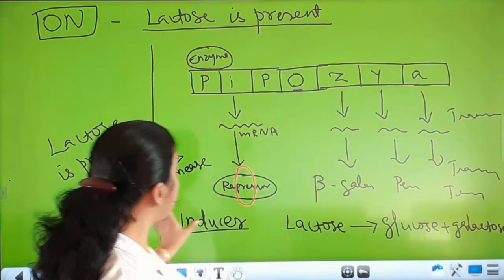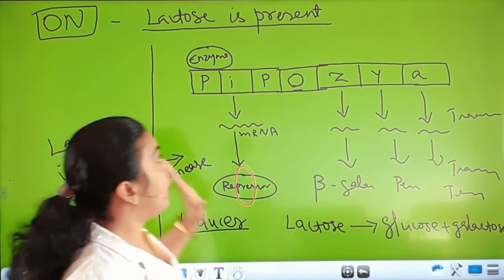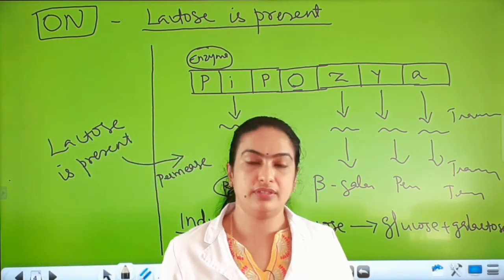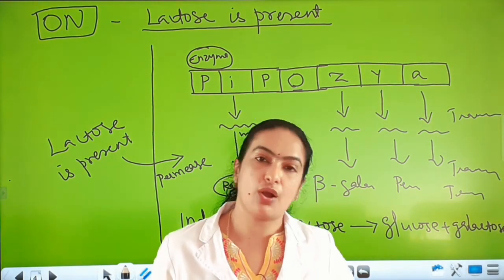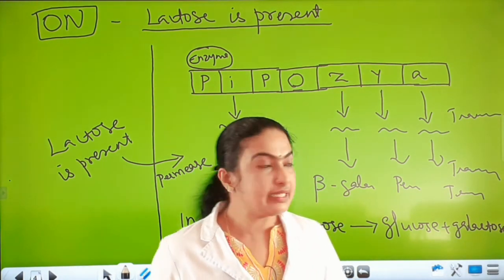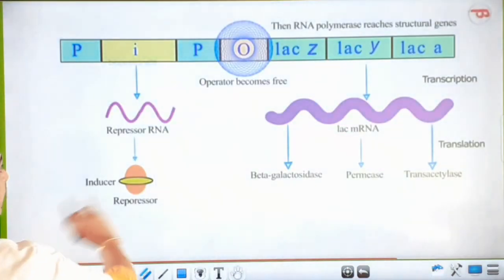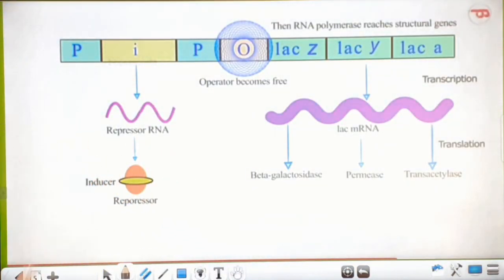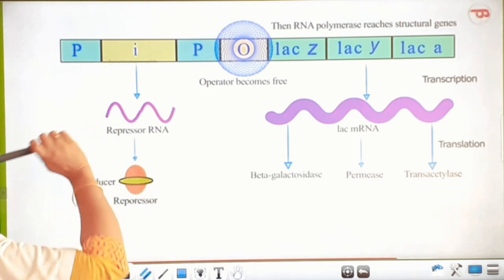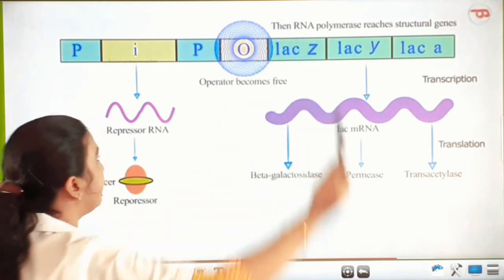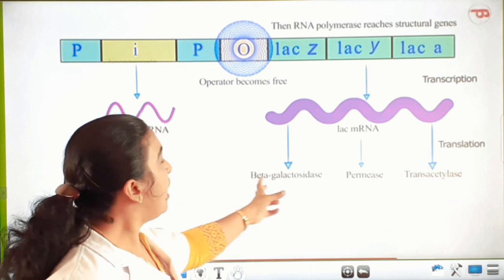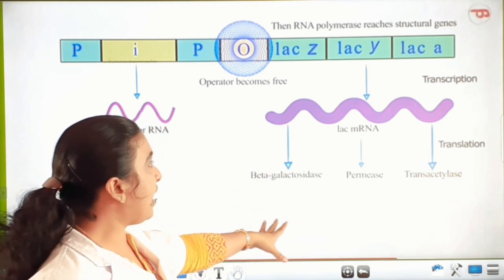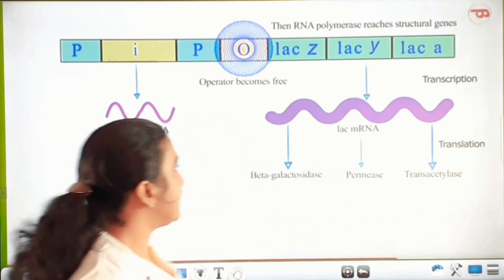So this is a situation in which the system remains on and the lactose is present here. That's why the system turned on. Is it clear about the Lac operon? So this is a picture. Here the P site you can see, the I gene again, and O is now free here. That's why they can undergo transcription and translation, then form the enzymes beta-galactosidase, permease and transacetylase.